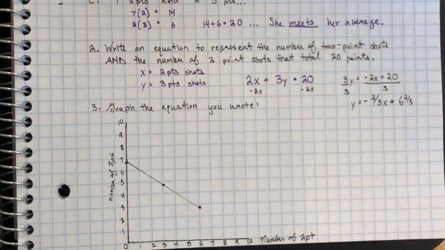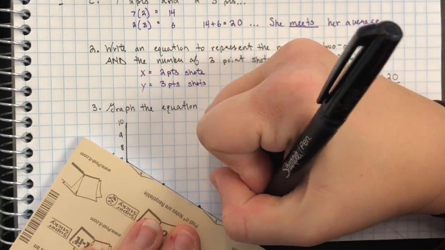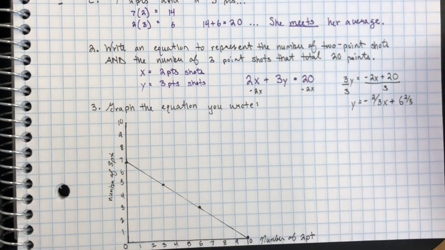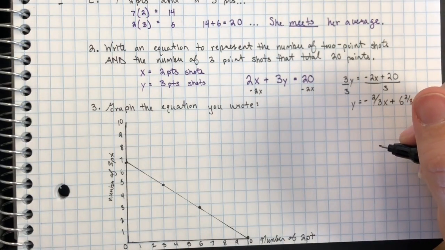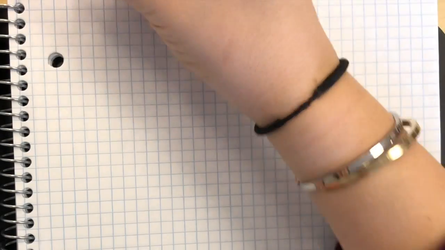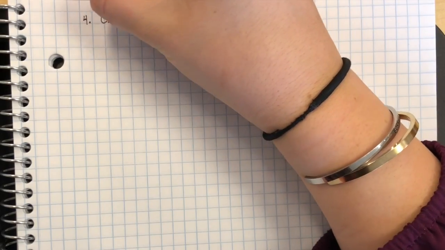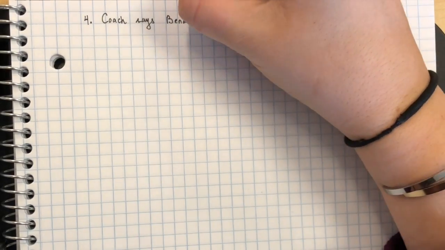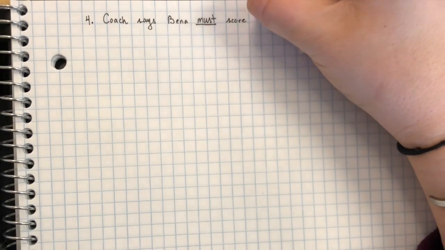I do that twice, connect my line, and I can actually go all the way down to 0, because if I score 10 2-point shots and 0 3-point shots, I did get a total of 20 points. So that's a pretty accurate graph. I'm flipping to my next page for my notes now, so I ran out of room.